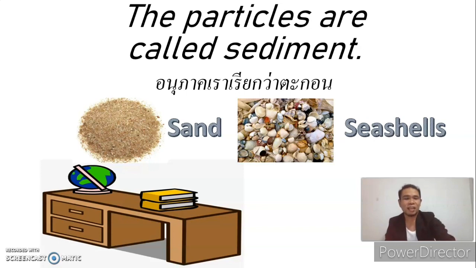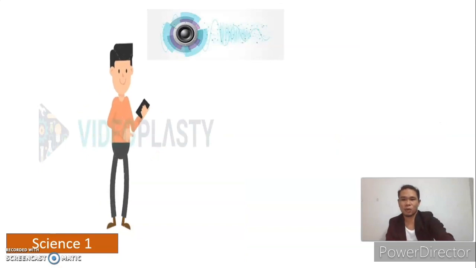Okay, seashells. So there are two particles that are called sediment. The first one is the sand, and the second one is the seashells. Sand, and seashells.